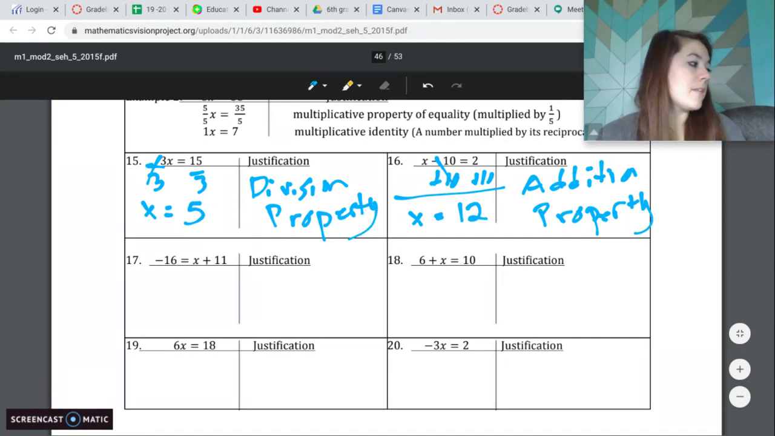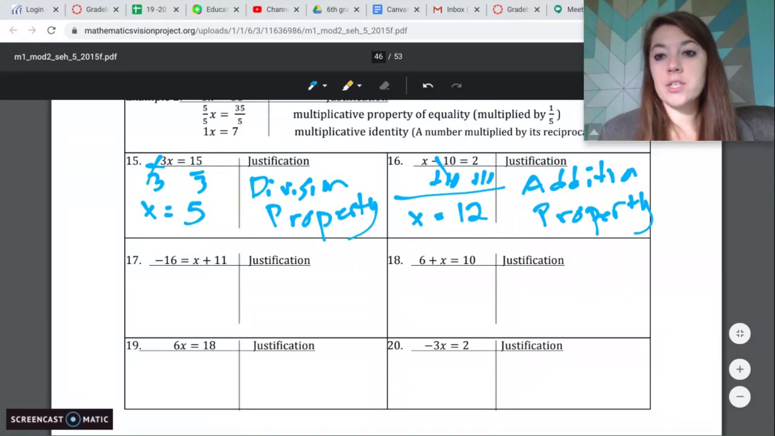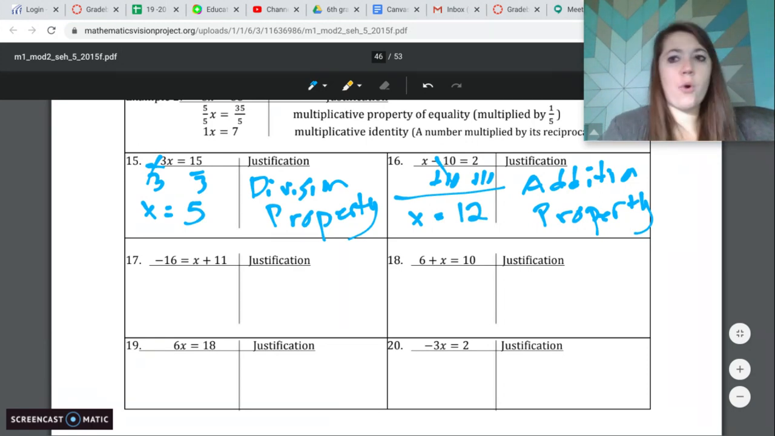All right, your keyword for this lesson is form, because we looked at different forms of equations. If you guys have any questions, feel free to ask. Once again, your keyword is form, not forms, form.